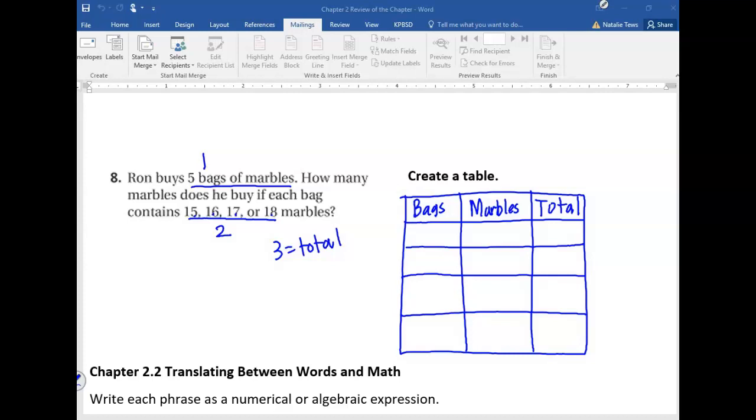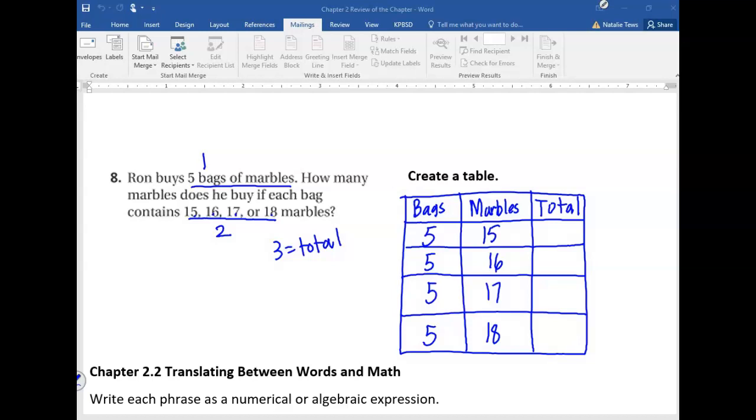Okay? All right, so now I'm going to fill in information that they gave me. All the bags will be 5, right? So I have 5, 5, 5, 5. The marbles go 15, 16, 17, 18. So I'm going to fill that in. And now I'm ready to start writing my expression in order to solve it. Okay?